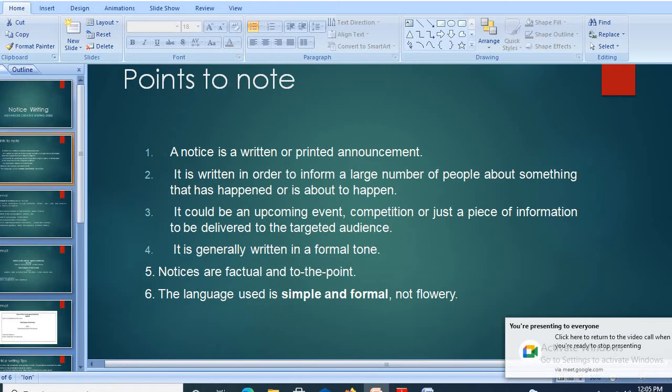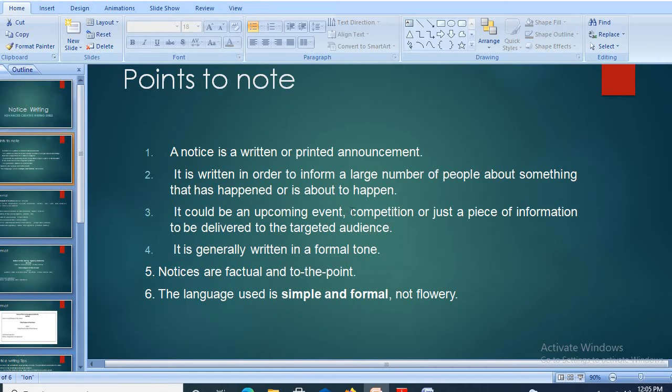Yes, so what I was saying, that it can be related with an event that is about to happen in the near future. It can be related with any competition: singing competition, debate competition, dance competition. Or it can just be a piece of information to be delivered to the target audience. Obviously if it is a school notice, the target audience is the school students. So it can be a piece of information, it can be related with an upcoming event, it can be related with a competition, and it is delivered mainly to the targeted audience.